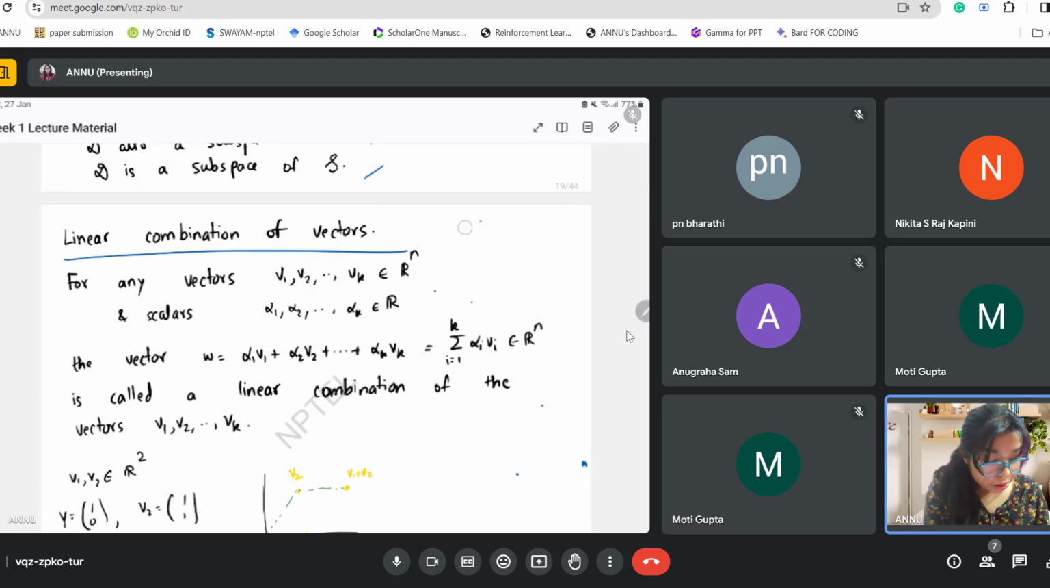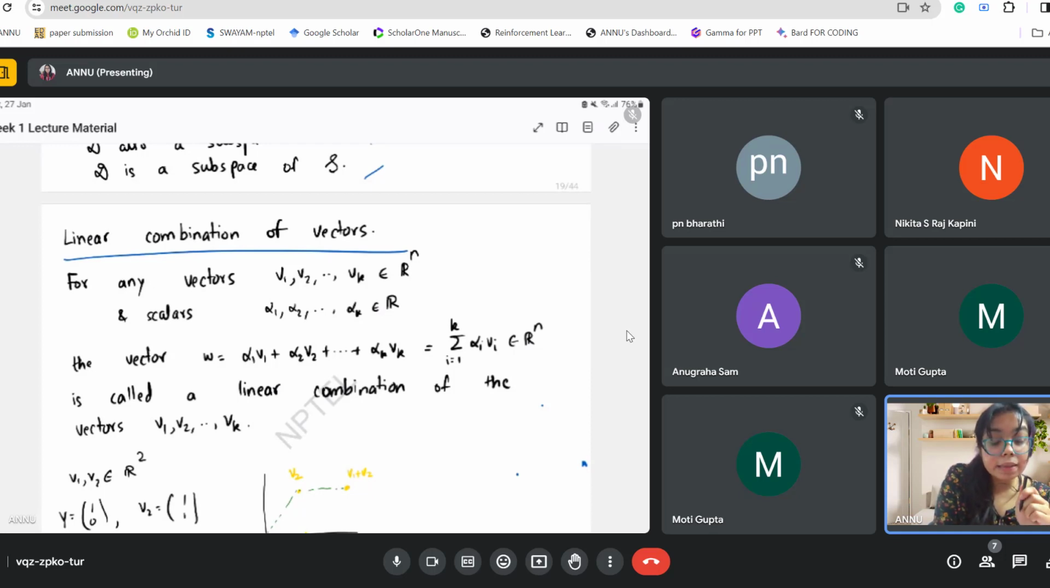Okay, before moving to the next topic, time is 7:30. The next concept is linear combination of vectors. From there, we will see what is span of vectors, then what is a linear span of vectors, and what is linear independence, and then what is the basis of the vectors, basis of the matrix, or basis of a particular coordinate system.